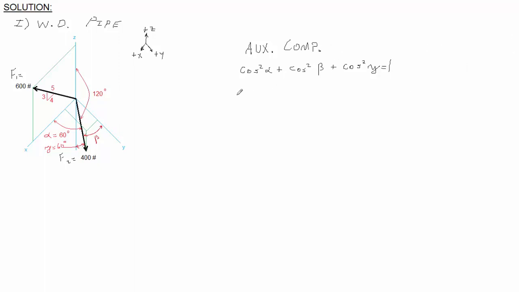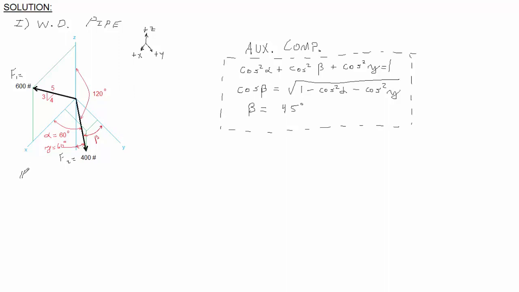We need to now solve this equation for beta. The cosine of beta equals the square root of 1 minus cosine squared alpha minus cosine squared gamma. So then you can just take the inverse cosine of both sides. Once again, I'm able to take some shortcuts with my algebra here because I'm working inside an auxiliary computation. And beta equals 45 degrees.